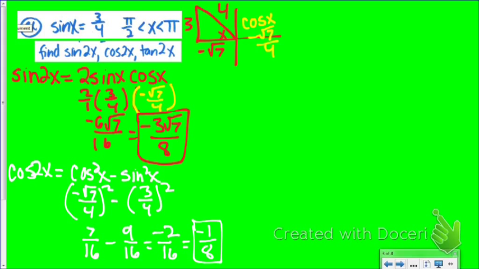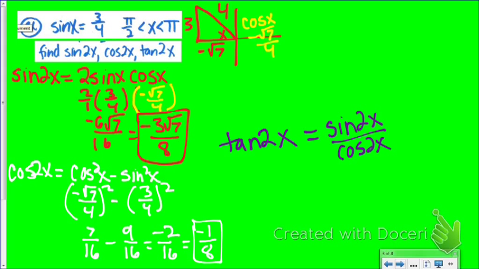And then finally, my last one on here is the tangent of 2x. If I want, I can go ahead and use that formula and plug in my tangent values, which would be the opposite over adjacent of my triangle. Or, since I've already found my sine and cosine, I can just remember that this is the sine of 2x divided by the cosine of 2x. So that means my tangent value would be negative 3 root 7 over 8 divided by negative 1 over 8.